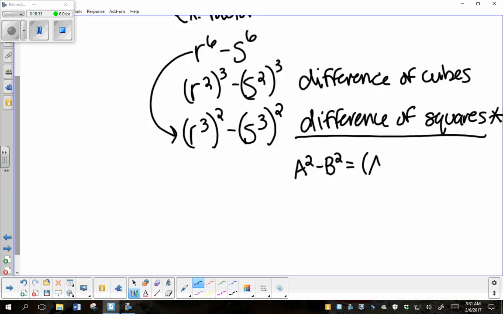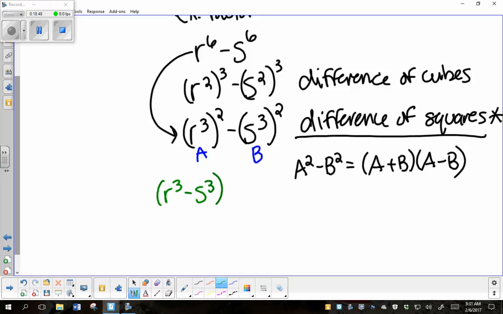So remember, a difference of squares, a squared minus b squared, we factor into a plus b times a minus b. So that's what we're going to do first. Here's our a, it's being squared. Here's our b, it's being squared. So we've got r to the 3 minus s to the 3 times r to the 3 plus s to the 3. That's just factoring a difference of squares.